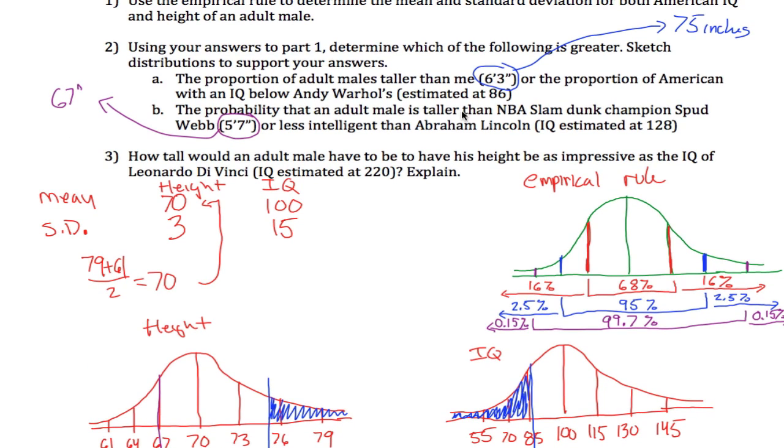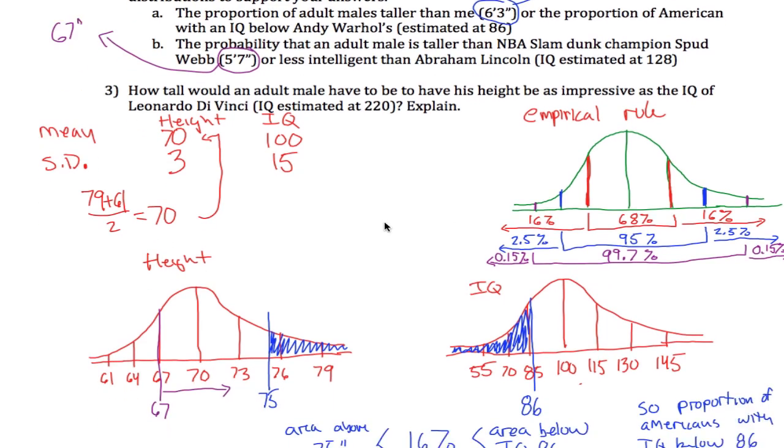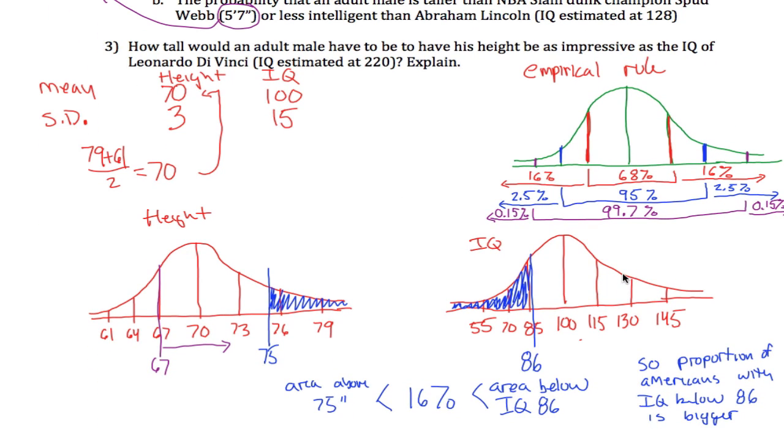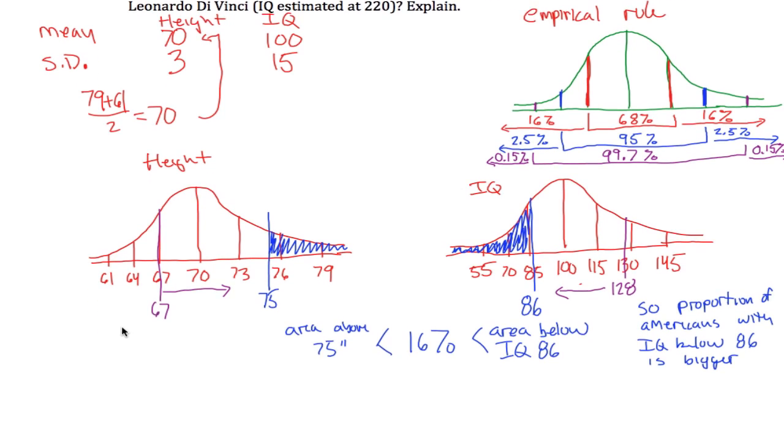And we want to compare that to the IQ of Abraham Lincoln, which was 128. So 128 would be somewhere over here. And then we're talking about the area that way. So kind of using the same logic, let's see, we could figure out exactly what this is.